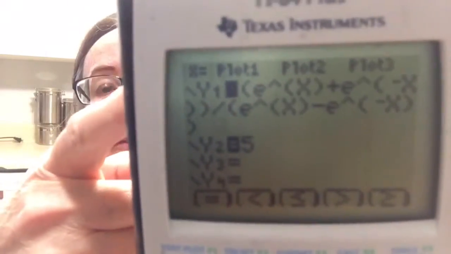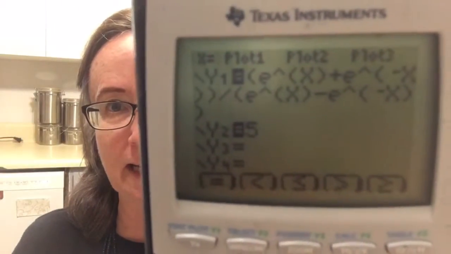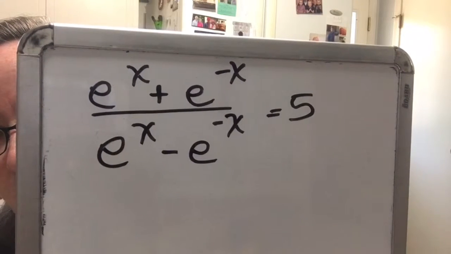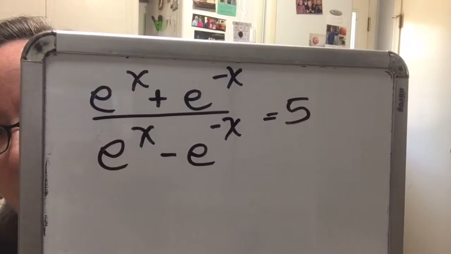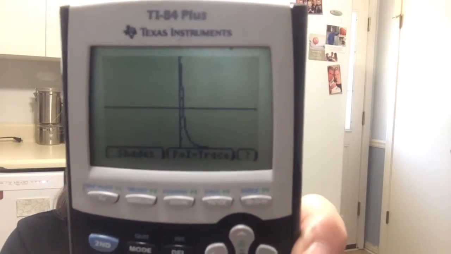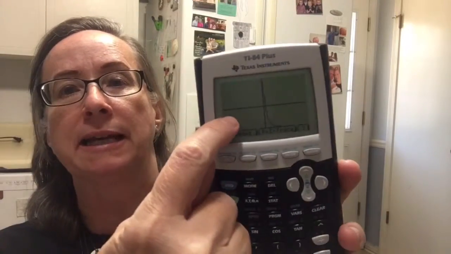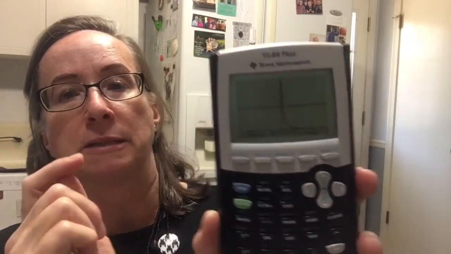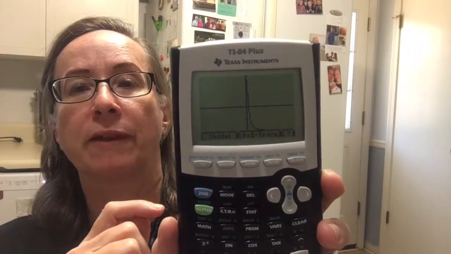So I put on y1 the left-hand side, and on y2 I put the 5. So basically I took this equation and stuck it in the calculator, with the y1 being all the e stuff, and the y2 being the 5, so that when I graph it, I get this really cool graph like this. You can't see it very well, but it comes down here and does a little dip as it's going across. That's what it looks like.